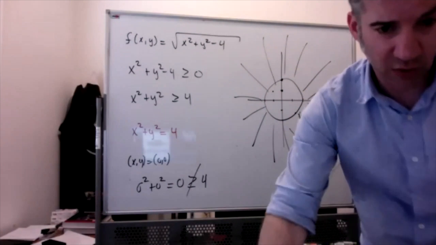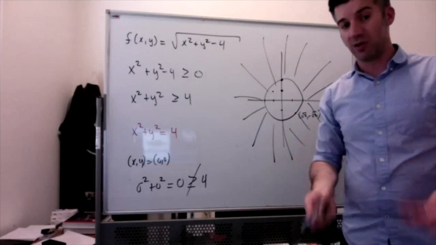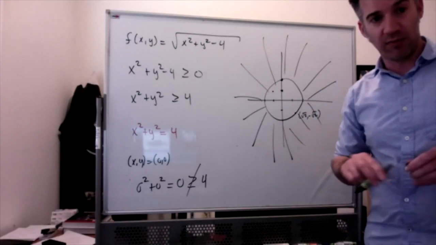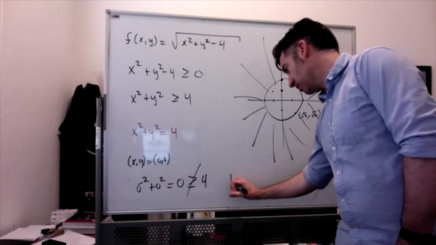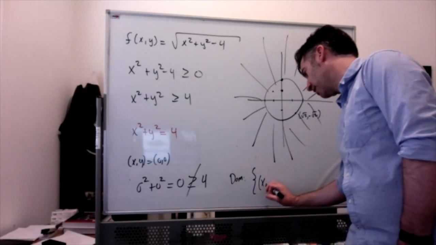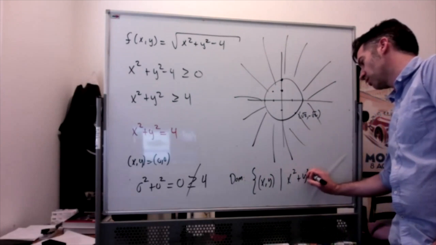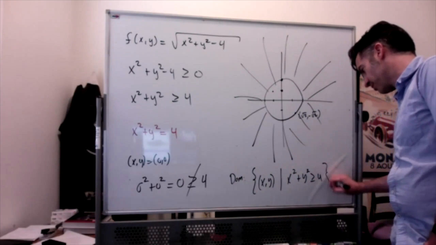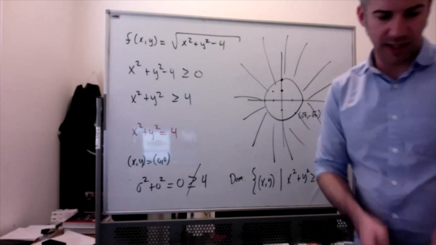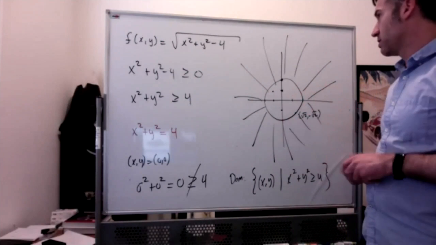If you wanted to describe the domain, you would say it's all the points on and outside the circle of radius 2 centered at the origin. Or if you wanted to write it in the more mathy way, you'd say the domain is the set of points (x, y) such that x squared plus y squared is greater than or equal to 4. But it's certainly more interesting and nicer to say what it really is, with all these points.